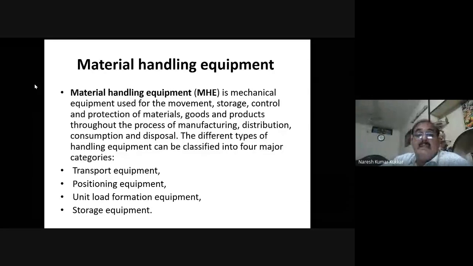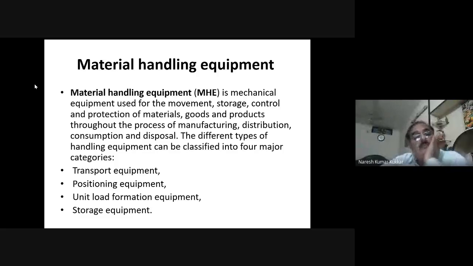One is material handling equipment we use in the industry. These are the processes we have discussed. Now we discuss the other things we found in the industry. One is material handling equipment. It's mechanical equipment used for the movement, storage, control, and protection of materials, goods, and products through the process of manufacturing, distribution, consumption, and disposal.